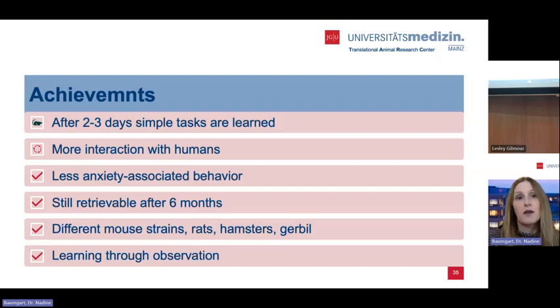We performed a lot of behavioral tests. And in mice, we did experiments where we trained animals, and after 6 months, we redid the training without any training in between, and they could still remember the training. Like I mentioned, we have good results with all different mouse strains, rats, hamster, gerbil. And we have good results with learning through observation.